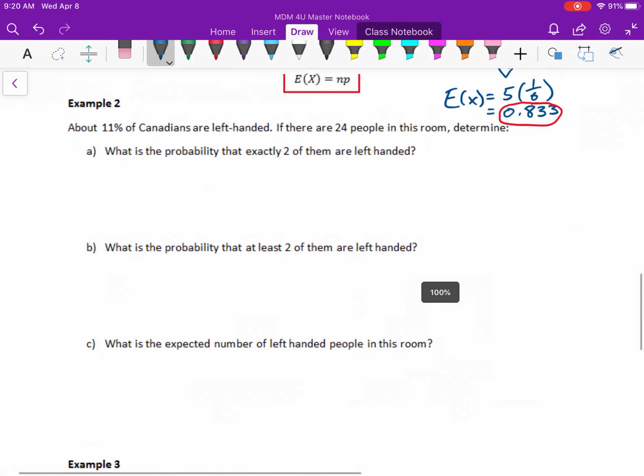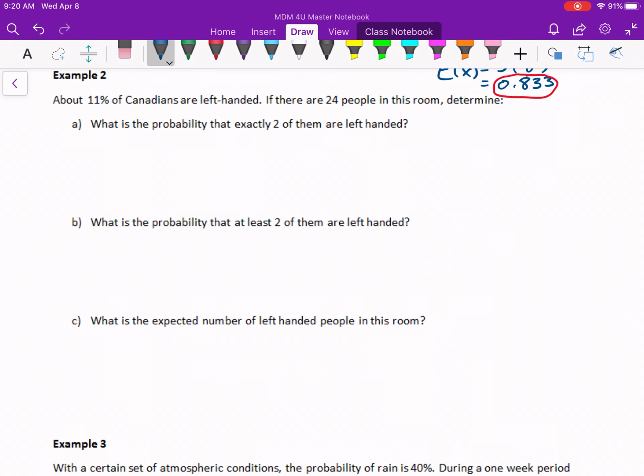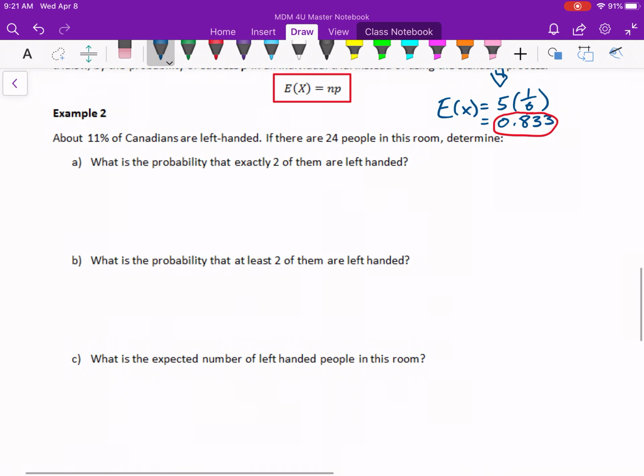Okay, let's see a couple more examples though. About 11% of Canadians are left-handed. If there are 24 people in this room, determine the probability that exactly 2 of them are left-handed. So we can use the formulas that we already talked about. We don't have to calculate the entire probability distribution. We can just calculate part of it. So part A is like calculating one row of a probability distribution. We just have to know what we're dealing with.